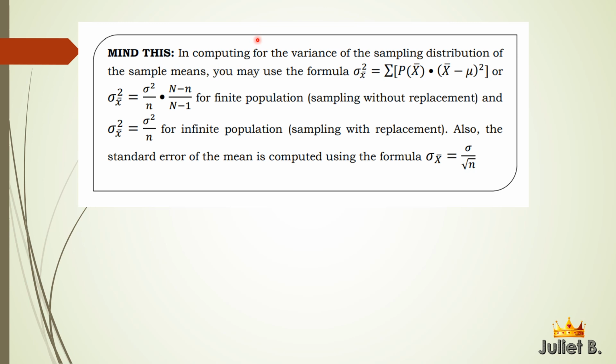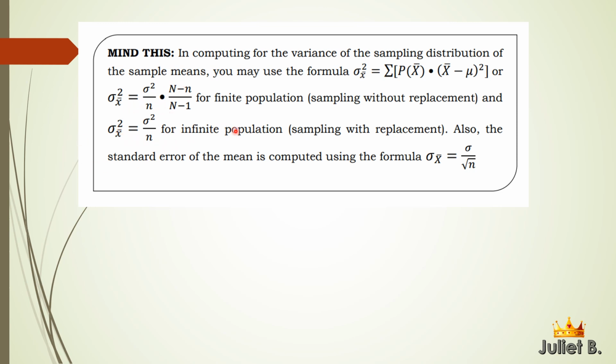So mind this, in computing for the variance of the sampling distribution of the sample means, you may use the formula we used earlier. Or, use this one if the population is finite, sampling without replacement. So, if you already have the population variance and you want to proceed right away to finding the variance of the sampling distribution of the sample mean, you can use this, as long as it is finite. Meaning, your population has a limit or is exact.